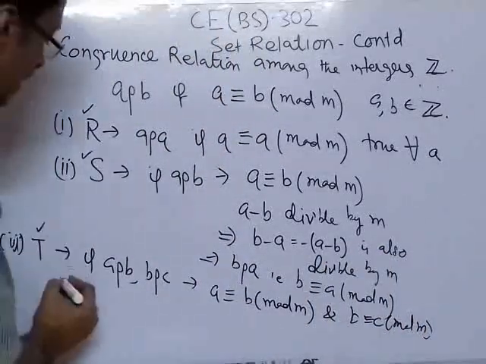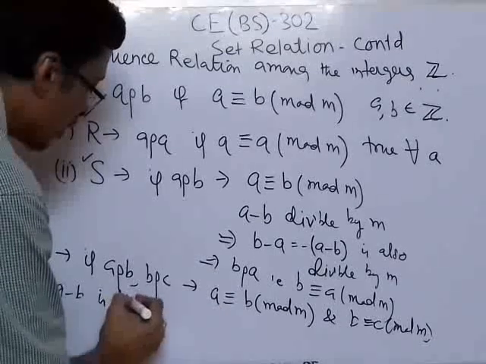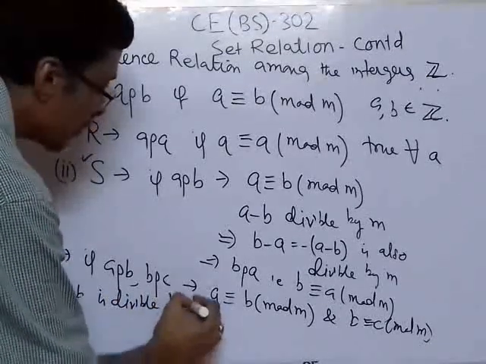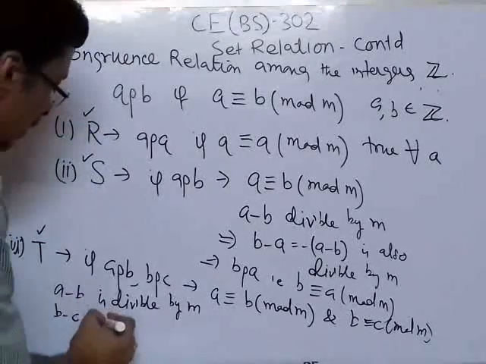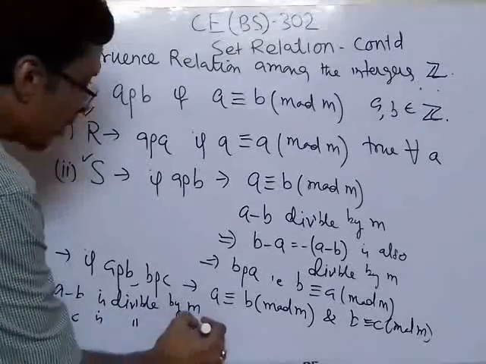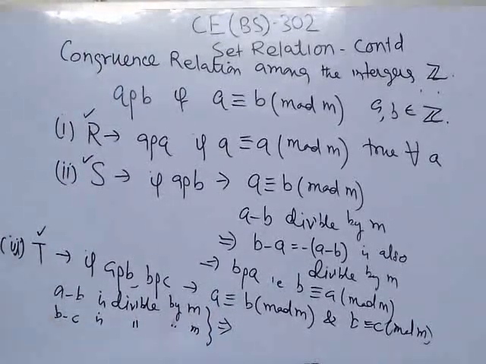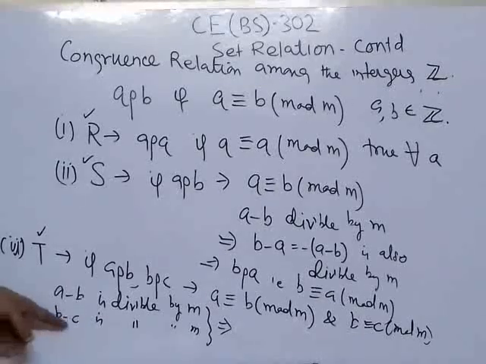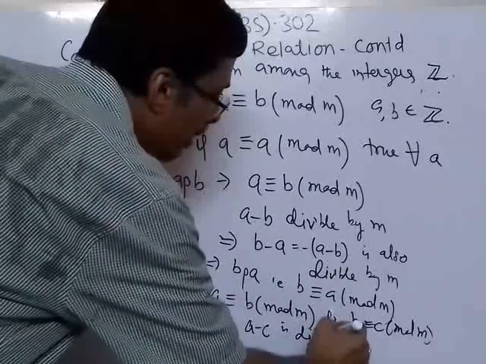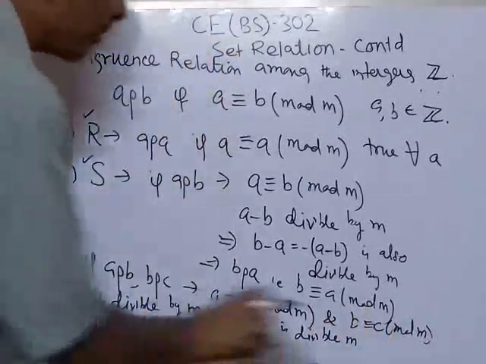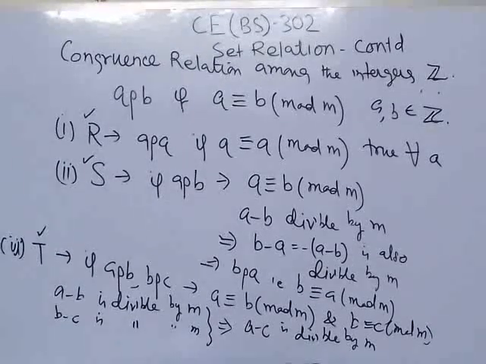That means we can write A minus B is divisible by M, obviously from the definition, and also B minus C is divisible by M. So both of them imply, if I add these two things, A minus B plus B minus C, that is A minus C, is divisible by M. I hope this is clear to you.